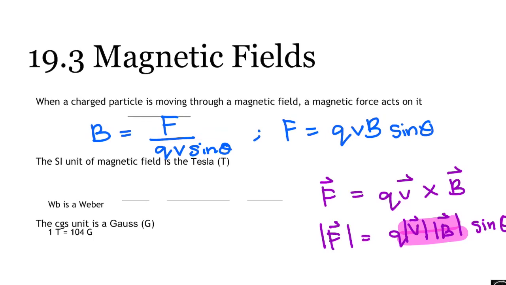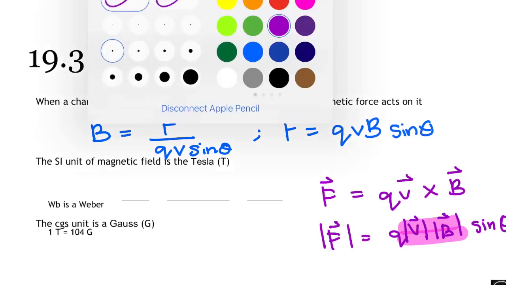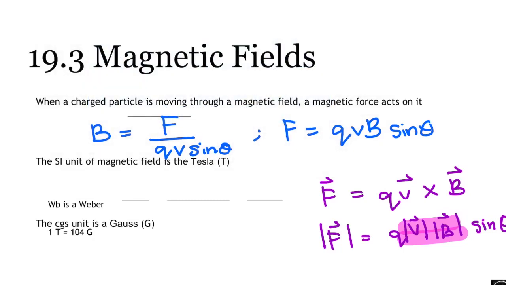Another unit for B is the Tesla. The Tesla is quite a big unit. Commonly used is the Gauss, the CGS unit. 1 Tesla is equivalent to 10 to the power of 4 Gauss, right? 10 to the power of 4 Gauss.